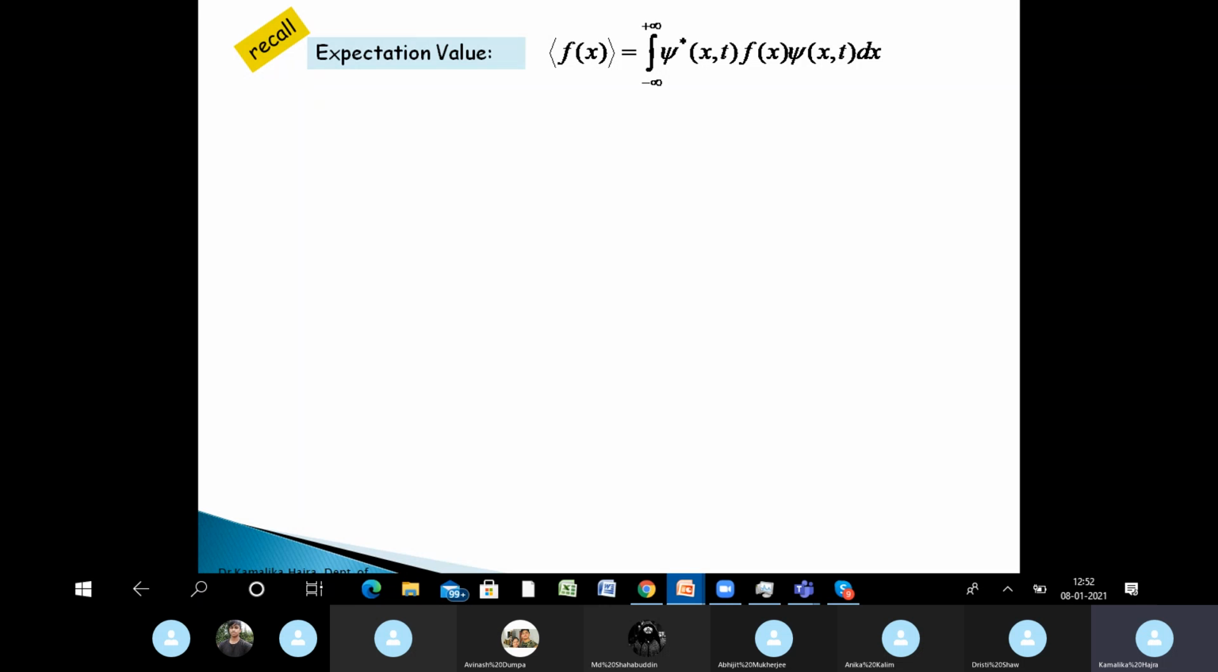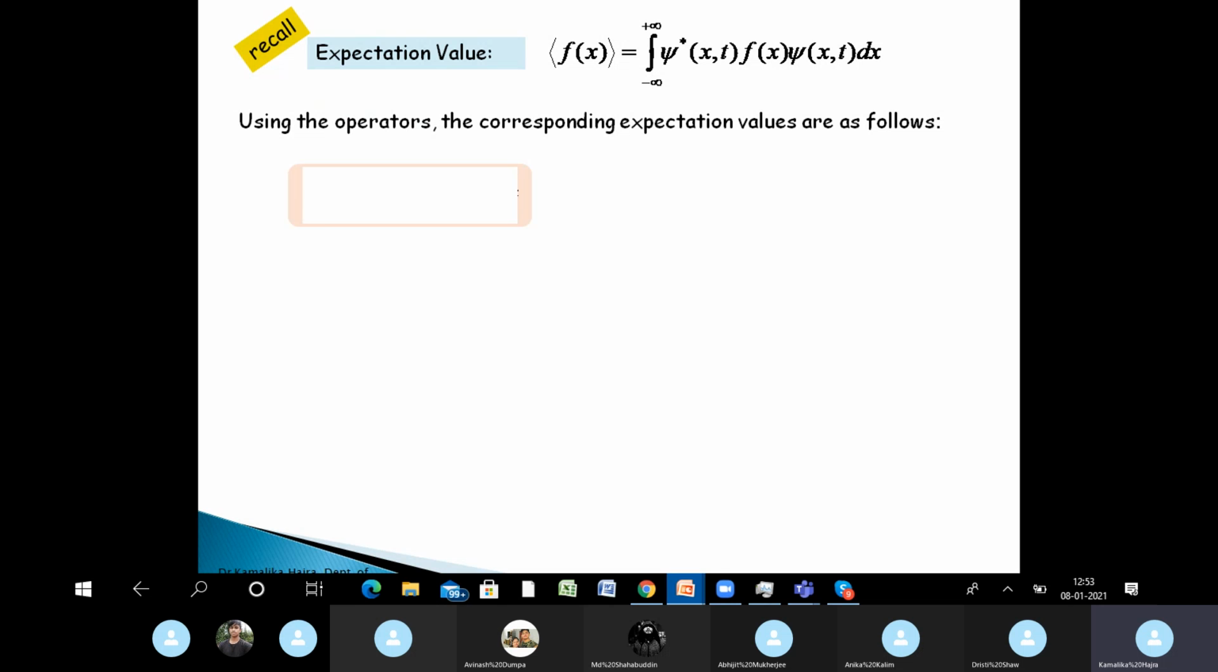In 3 dimensions, of course, x will be replaced by r, and dx will be represented by d tau, the infinitesimal volume. So this is the definition of expectation value. Okay. So using the operators, we can write down the corresponding expectation values of the dynamical variables. For example, the expectation value of x is this. In place of f(x), we write x. Okay, so minus infinity to plus infinity, psi star x psi dx.